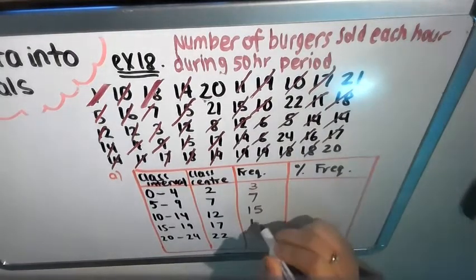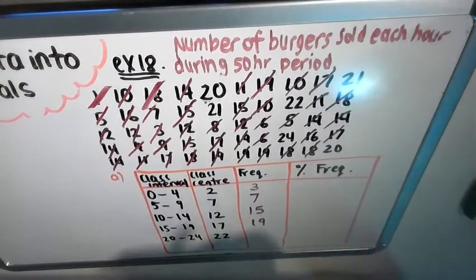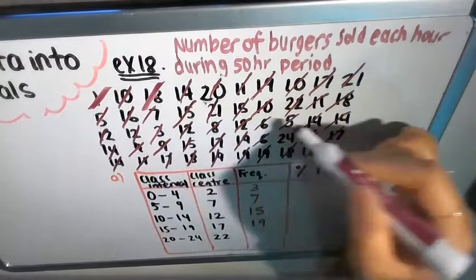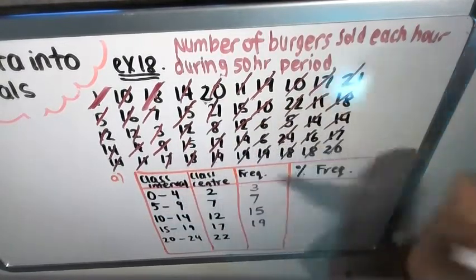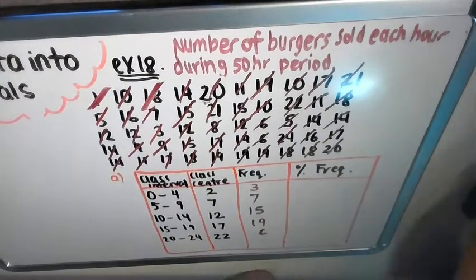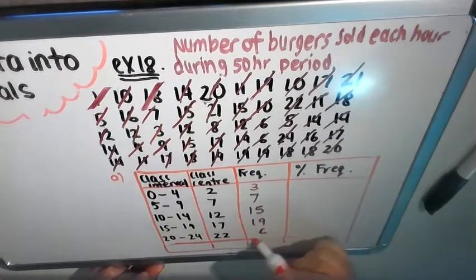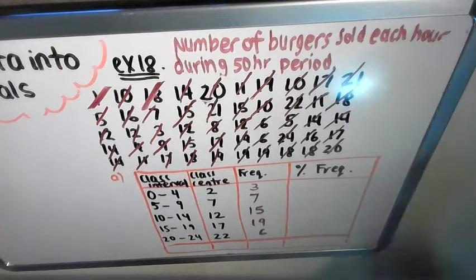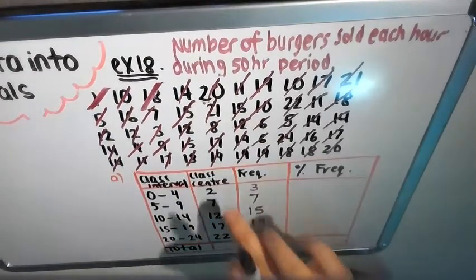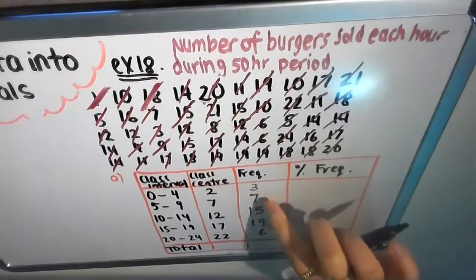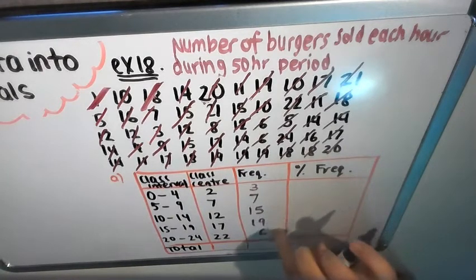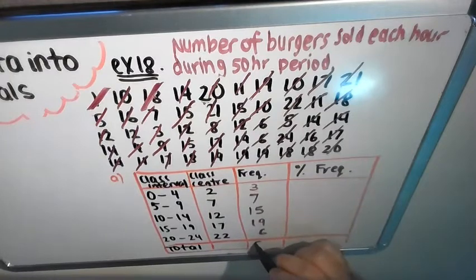All right. How many numbers lie between 20 and 24? 1, 2, 3, 4, 5, 6. And we've counted them all. We need to add the total to make sure that we have added everything correctly. So 3 plus 7 is 10, 15, that is 25, 25 plus 25 is 50, correct.